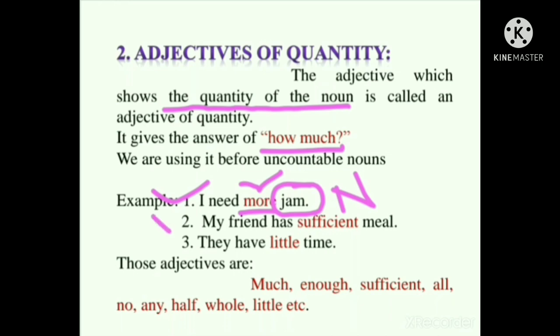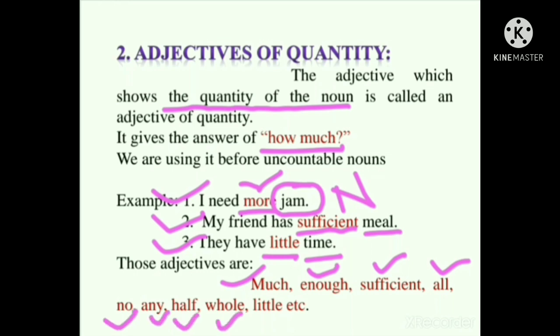In the second example, my friend has sufficient meal. Here meal is an uncountable noun and sufficient is an adjective of quantity, because if I ask how much meal, then the answer will be sufficient. Again, in the third example, they have little time. Here little is an adjective and time is an uncountable noun. Okay, all these are the adjectives of quantity. Then which are those adjectives? See, much, enough, sufficient, all, no, any, half, whole, little, etc. All these are the adjectives of quantity. This is what we have about adjectives of quantity.